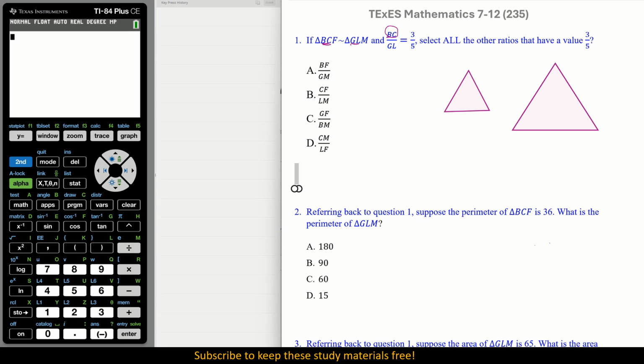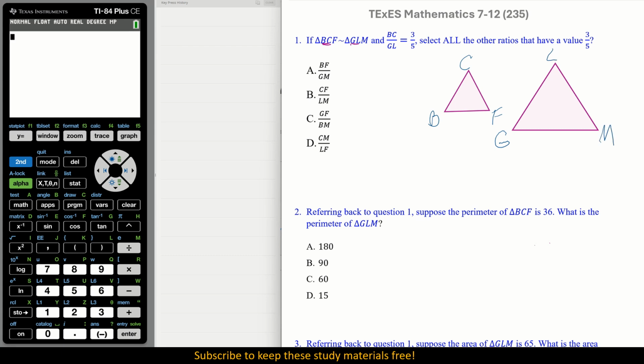All right, so how did I know that BCF was my smaller triangle? Well, I know that because the BC length is associated with 3. So that would be my scale factor. So I'm going to say BCF and then GLM.